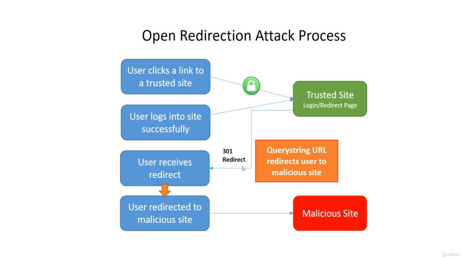But if there is a 301 redirection, then the user will receive the redirect and will be redirected to the malicious site. They won't be going to the trusted site. Instead, they will be redirected to the malicious site, and this is the malicious site. The user can input anything in this malicious site, and the hacker can access that information from it. So redirection can also be a powerful attack in the case of this XSS attack.